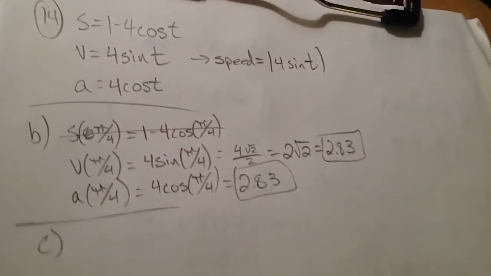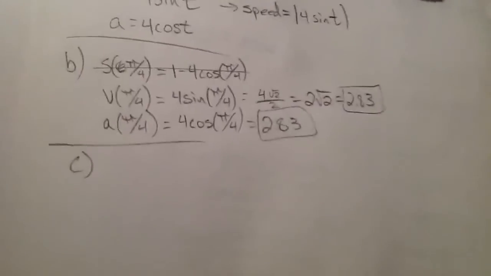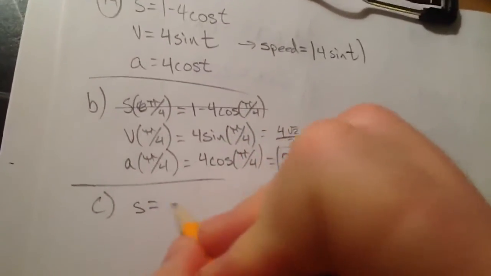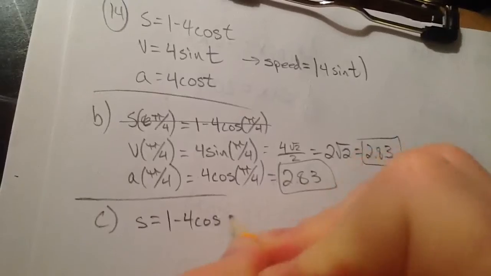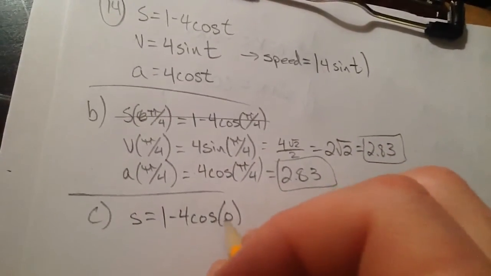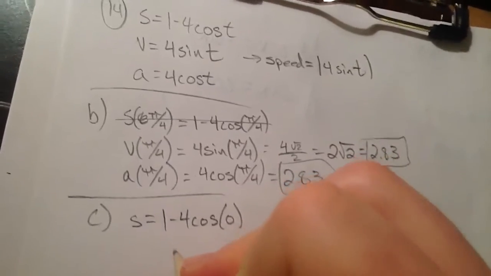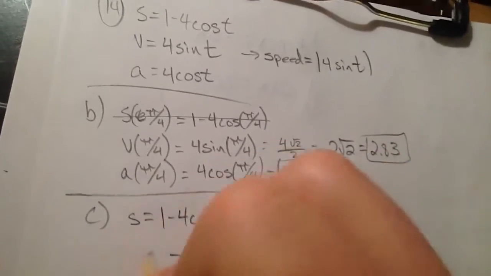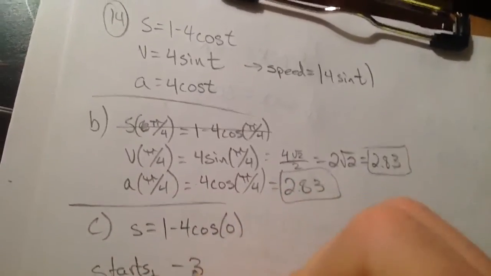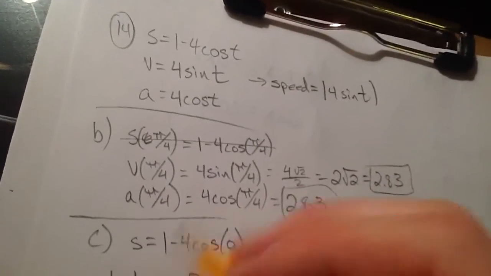That's part C. This was B. Describe the motion of the body. Well, let's just figure out where it starts. So when time is 0, where does this thing start? So the position, 1 minus 4 times the cosine of 0. Cosine of 0 is 1. So that would be -3. So you could say it starts at position of -3. And then which way is it going to move?